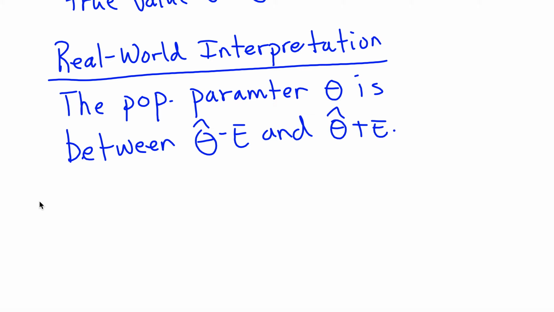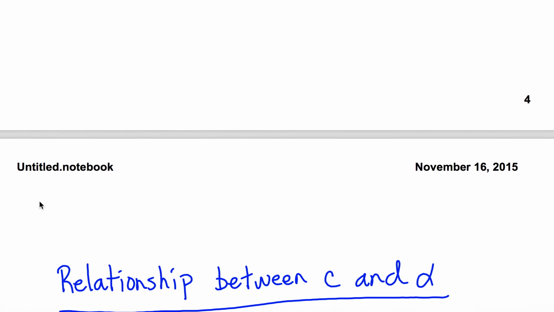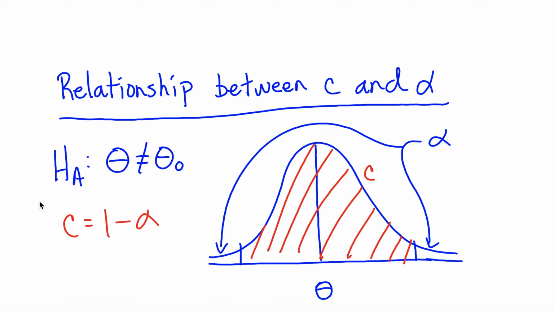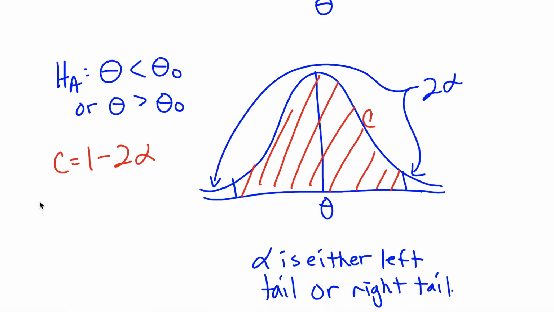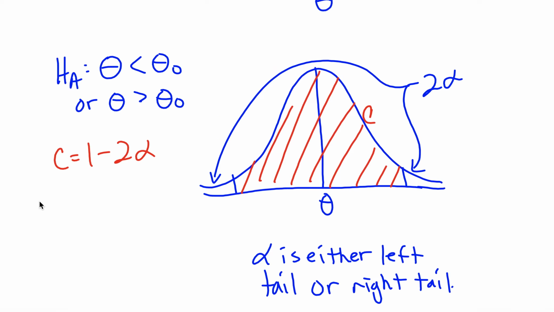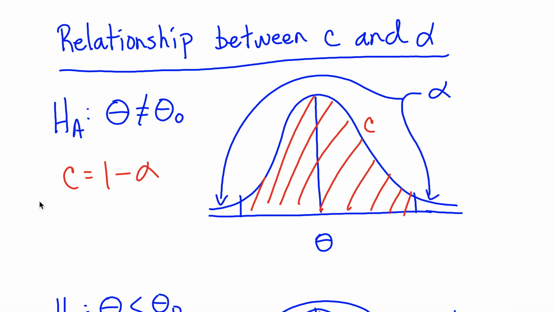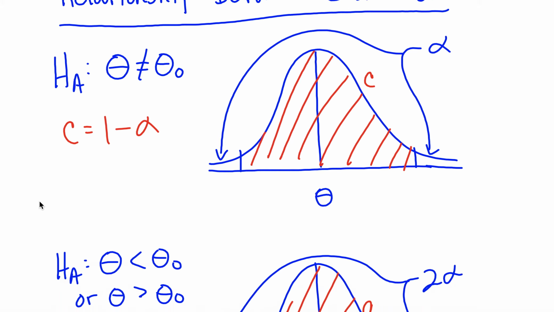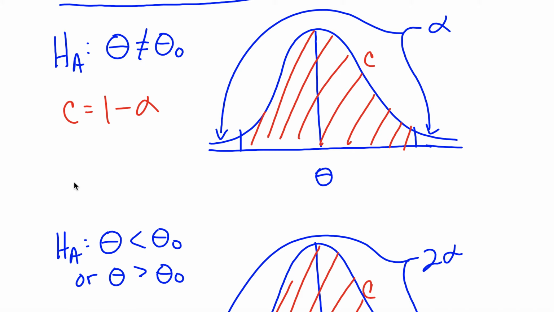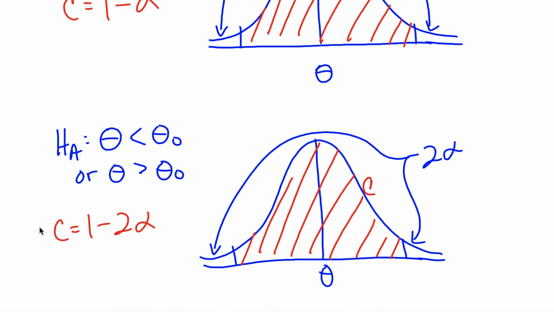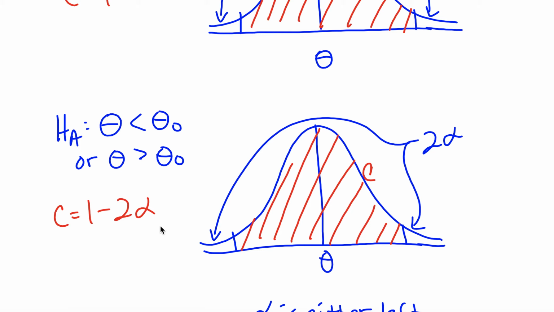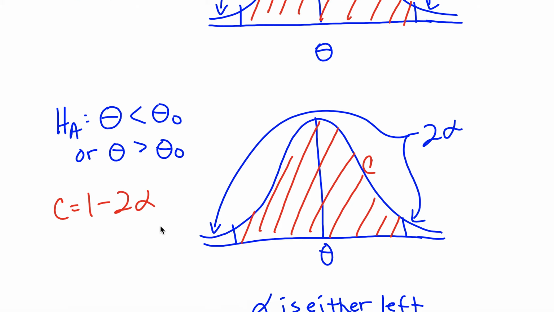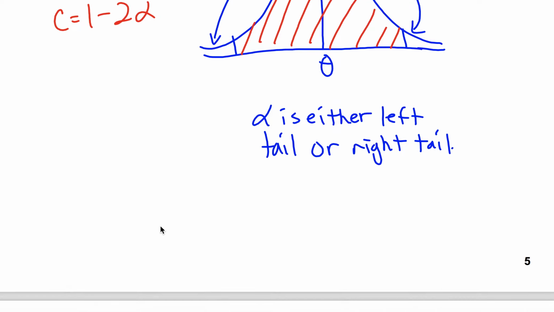Just like with the hypothesis testing, confidence intervals have to do with alpha. We won't get too much into this, but this page here talks about the relationship between your confidence level and alpha. So if you know what your alpha level is from your hypothesis test, you can calculate your confidence level by doing 1 minus alpha. If your alternative hypothesis HA is not equal to, that is, two-sided, then your confidence level is 1 minus 2 times alpha. So if you know what your alpha is, you can find your confidence level. So that just gives you kind of an idea.